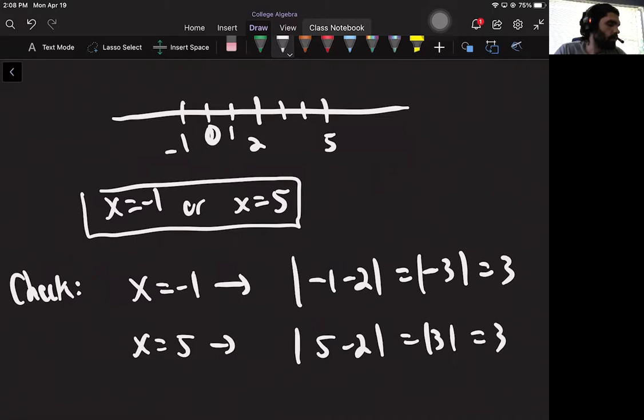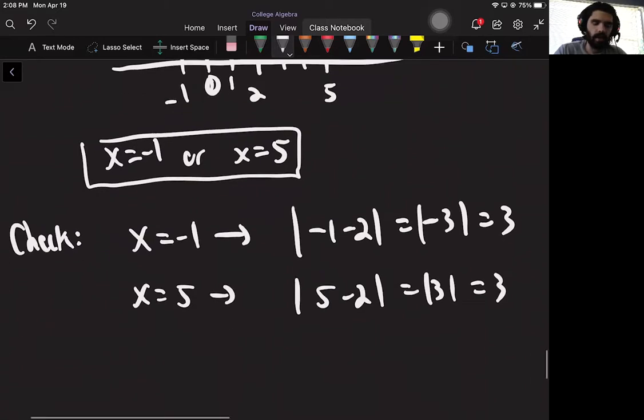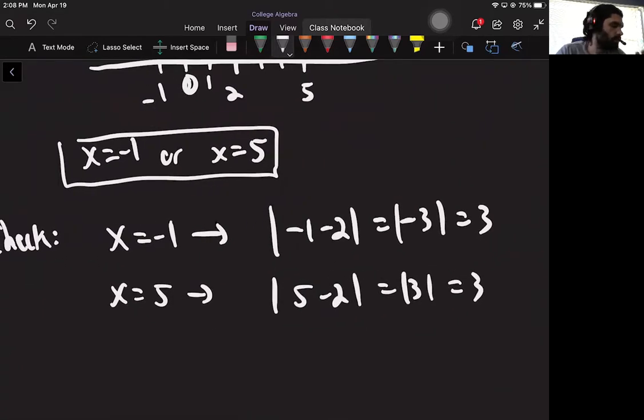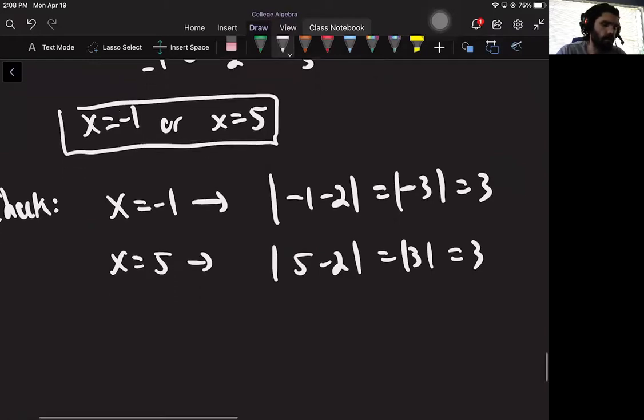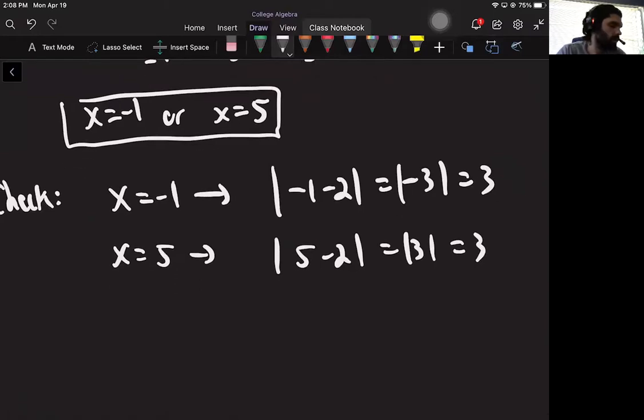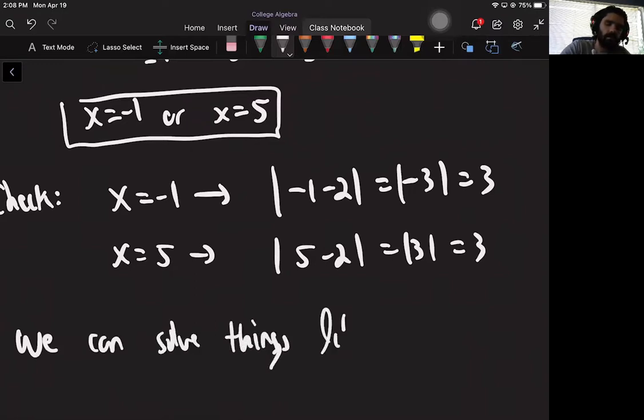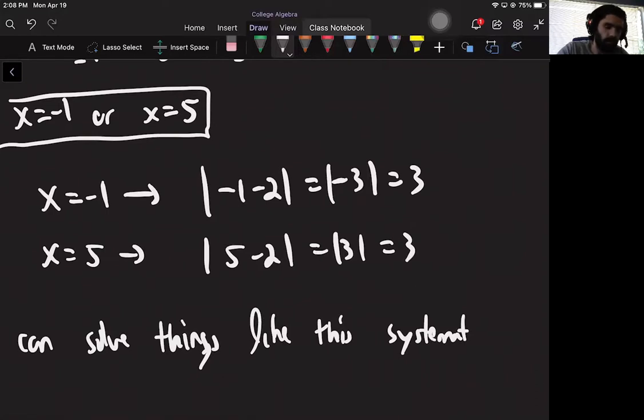So this is good. And in fact, this little check here sort of hints at a systematic way to solve these guys very quickly. So let's do that. So we can solve things like this very systematically.